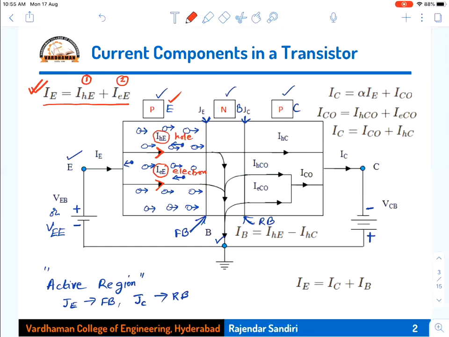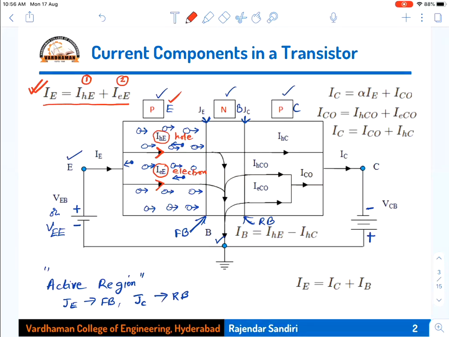But here holes are majority in number, electrons are minority in number, small in number. Approximately, the total emitter current is equal to the hole current only, because the electron current is very small. They are minority charge carriers. IHE is very much greater than IEE. Therefore, approximately IE is equal to IHE only. So hole current only, since holes are majority charge carriers. That is all about the current components in the emitter region.